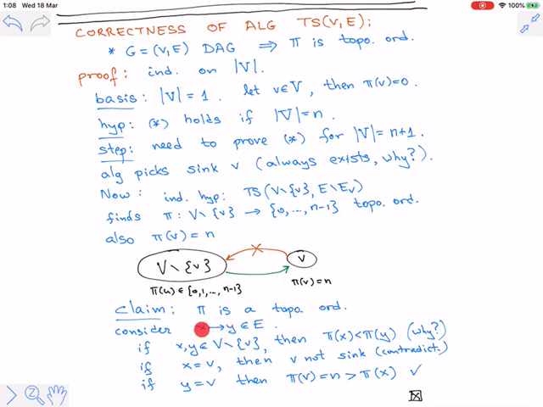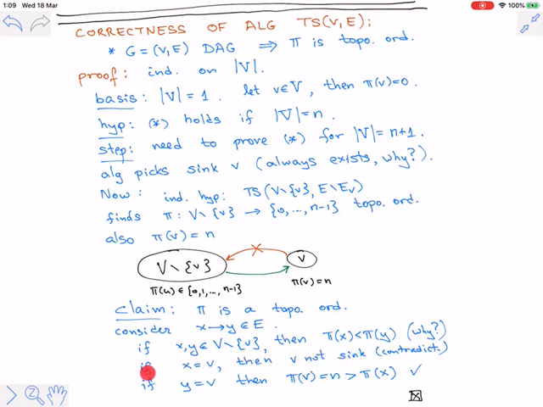So consider any directed edge from x to y in E. We have three cases. Either both endpoints are over here. But if both endpoints are over here, then pi of x is less than pi of y because pi is a valid topological ordering of this part because of the induction hypothesis. So the first case is easy. Second case is that x equals v, so x is here. But if x is here, then that means that we have an edge that emanates from v. And that would contradict the assumption that v is a sink. So this case could not hold.